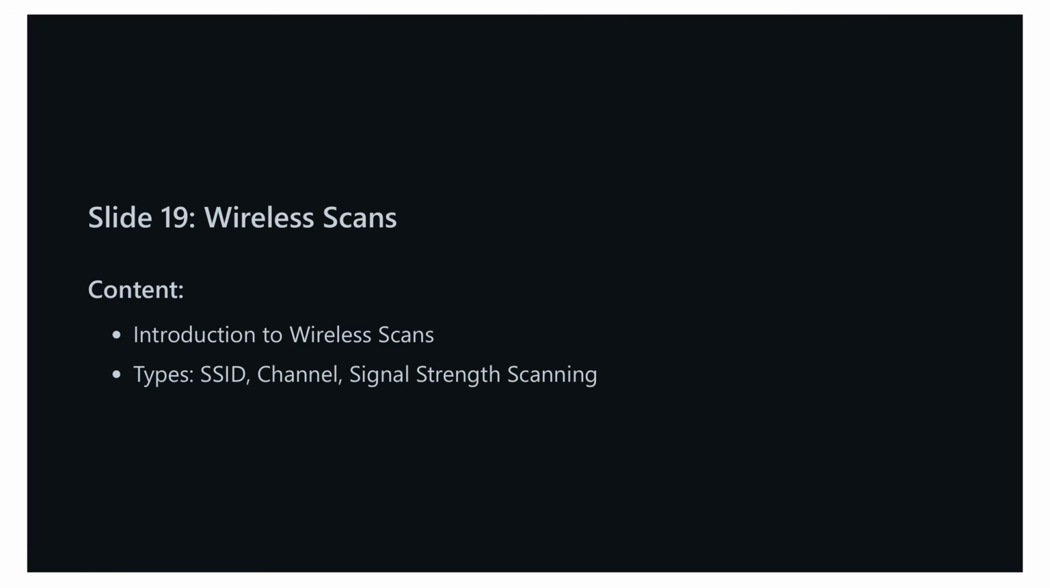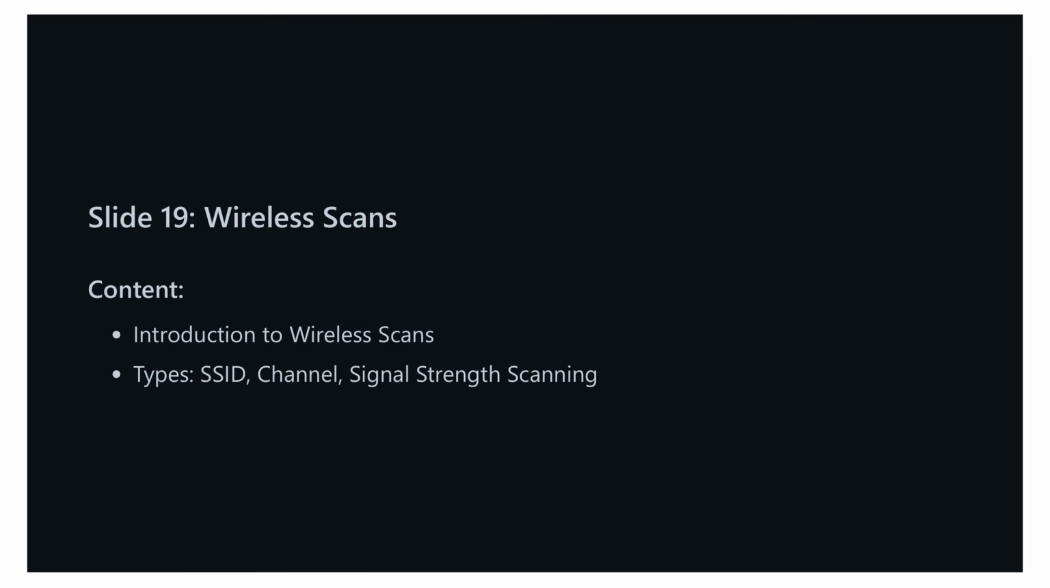strength scanning. On this slide, we'll dive into wireless scans. Wireless scanning is a critical process used to identify wireless networks and their characteristics. There are several types of wireless scans, most notably SSID scans, channel scans, and signal strengths. SSID, which stands for Service Set Identifier, is essentially the name of the wireless network. Scanning for SSIDs helps identify available networks within range.